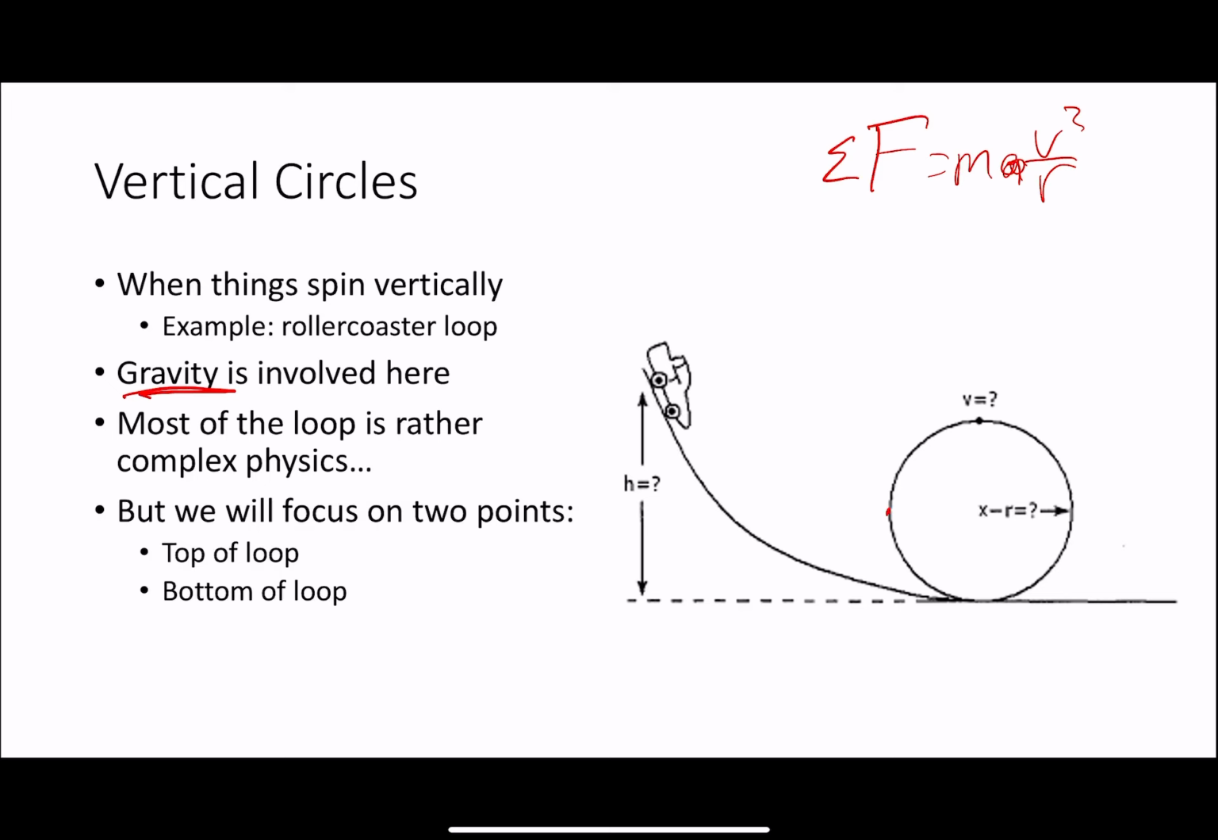They can be very complex. If we have points on the side where our centripetal force is this way, but then we also have gravity down, things get really, really messy really quick. But we're not going to deal with that. We're only going to deal with the top and the bottom of a vertical circle. And it's actually going to be quite simple. It's really not that much harder than what we did before, if at all.